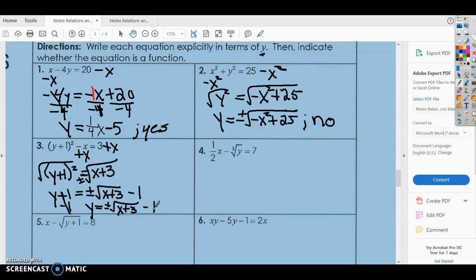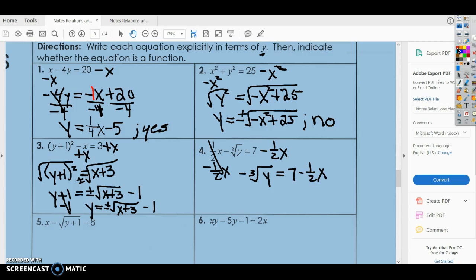number 4, moving right along. We've got to solve for y. So again, we're going to try to get the cube root of y by itself. So let's first subtract negative 1/2 x. And then I'm going to have negative cube root of y is equal to 7 minus 1/2 x.